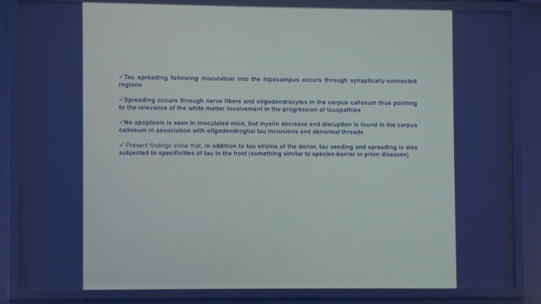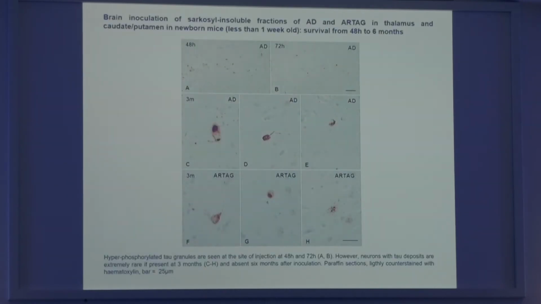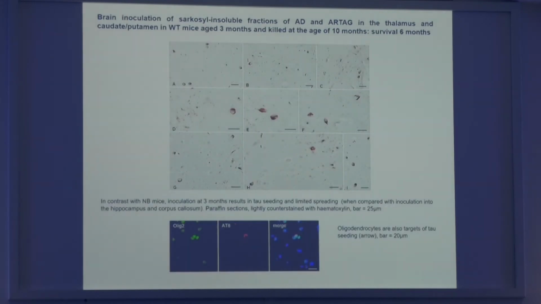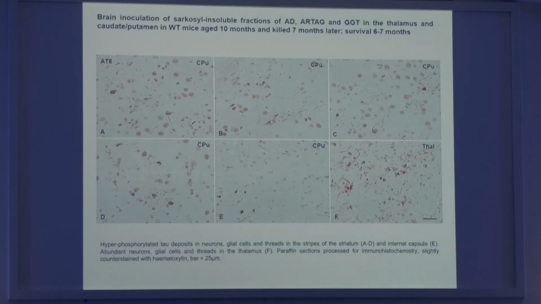So there is some kind of barrier. The last one: when we use newborn animals, we cannot reproduce this kind of alteration. At the end of 6 months, there are no deposits. When we inject in other regions, there is a different vulnerability. For example, the striatum and the thalamus have a lower capacity for spreading of tau, but again there is a difference with age.